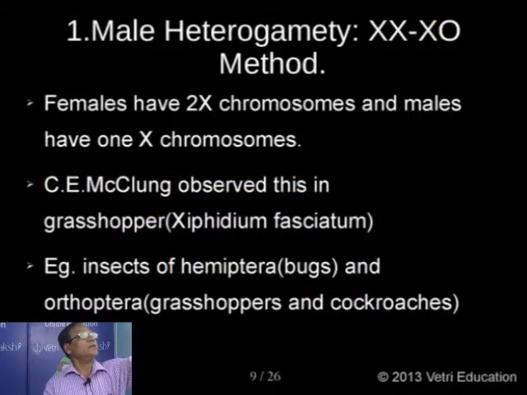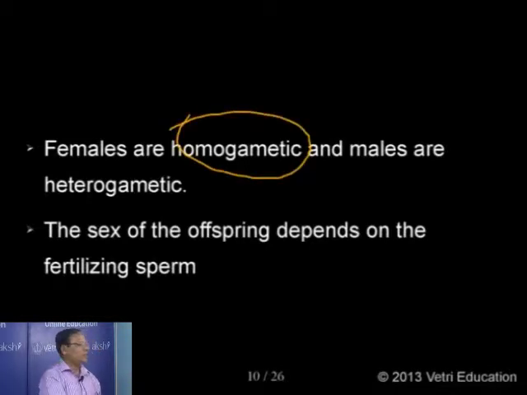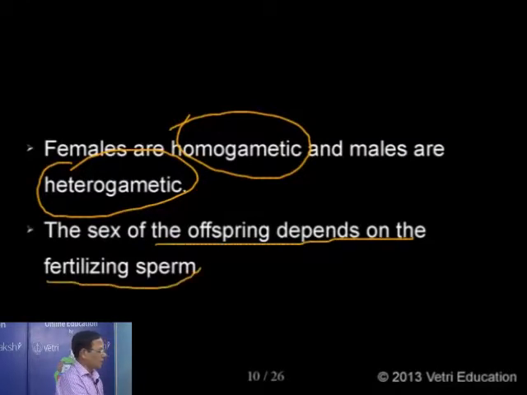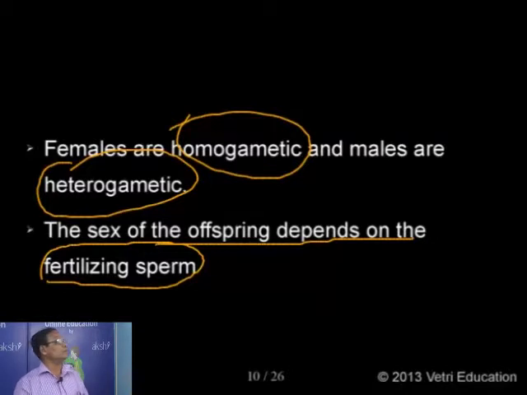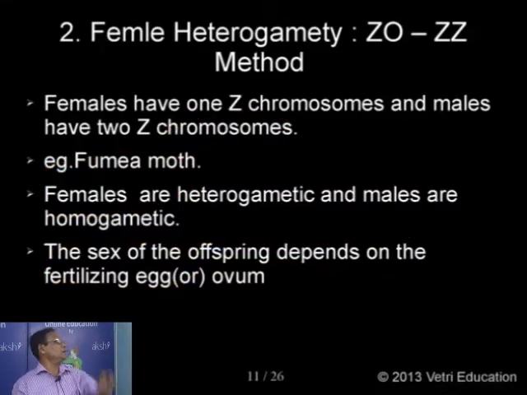So in the XX, X0 method, the females are homogametic and the males are heterogametic, as they form two different types of sperm at the time of gamete formation. The sex of the offspring, and this is very important, depends on the fertilizing sperm. As the sperms are of two types, the sex of the individual is determined by the nature of the sperm. This is with reference to male heterogamety.